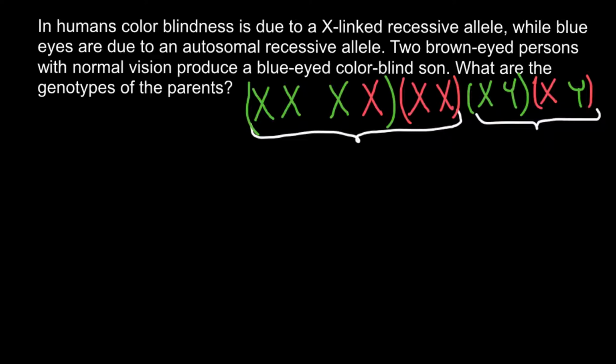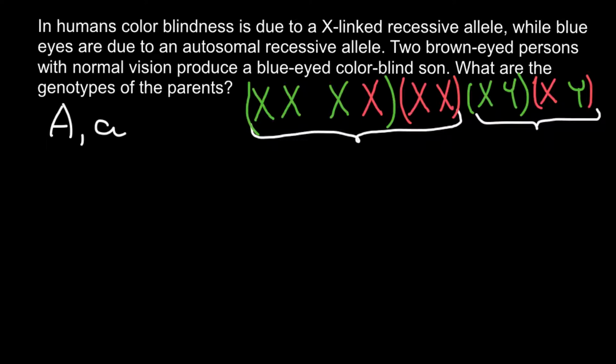And now let's return to our problem. Two brown-eyed persons with normal vision produce a blue-eyed colorblind son. So the second trait is color of eyes. It can be brown and blue. Let's say that the dominant allele A would produce a high quantity of the pigment, and the recessive allele a would produce a small quantity of the brown pigment.